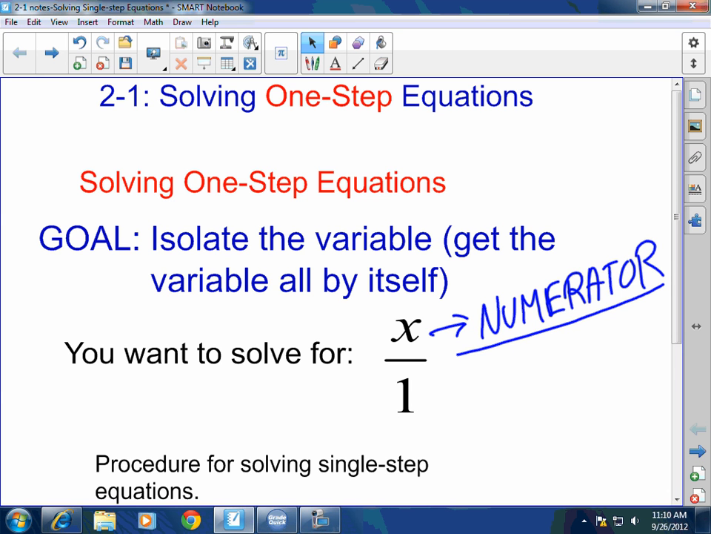So that's the goal of every single equation, starting from nice simple ones to extremely hard multi-step equations. Solve for the variable. Get the variable all by itself, positive and in the numerator. Does that goal make sense so far? Simple goal, but really important.